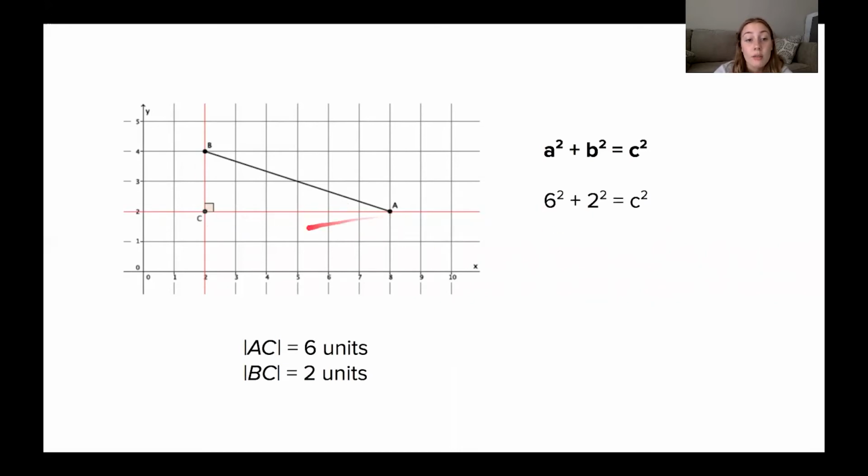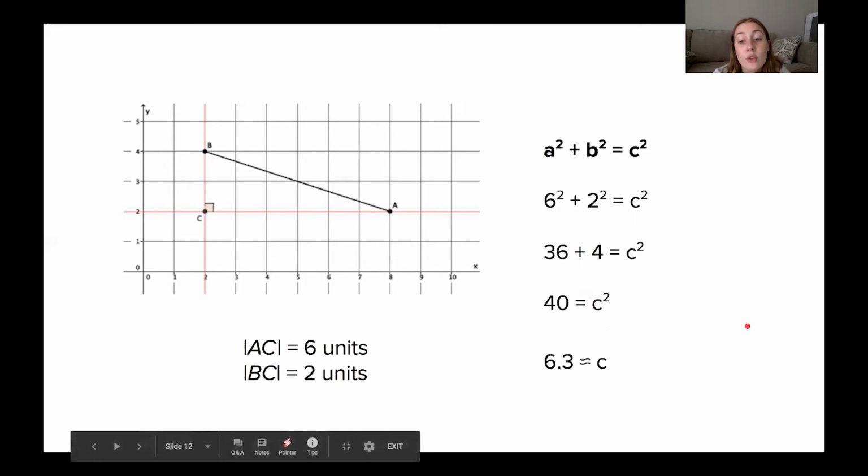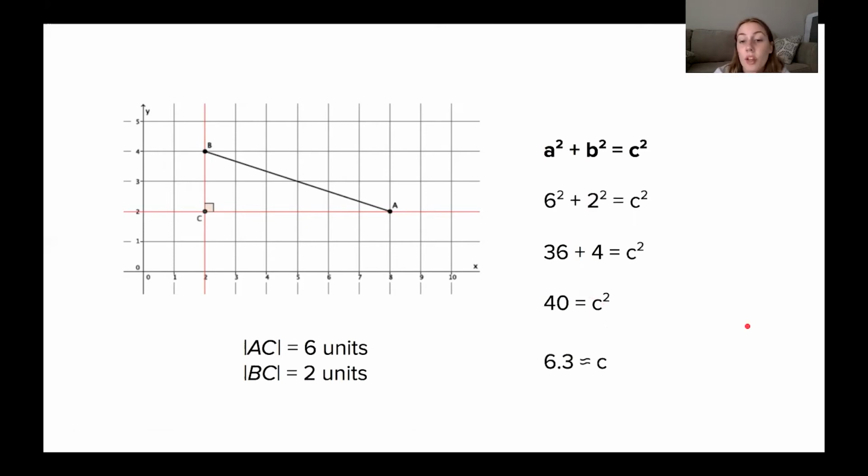So 6 squared plus 2 squared equals C squared. 6 squared is 36, and 2 squared is 4, which gives us our C squared, and we still don't know that. But 36 plus 4 is 40, and the way we get rid of a square is by finding the square root. The square root of 40 gives us an answer of 6.3, which is not an exact answer, so that's why we use this estimate. So C equals 6.3, because that is the square root of 40.